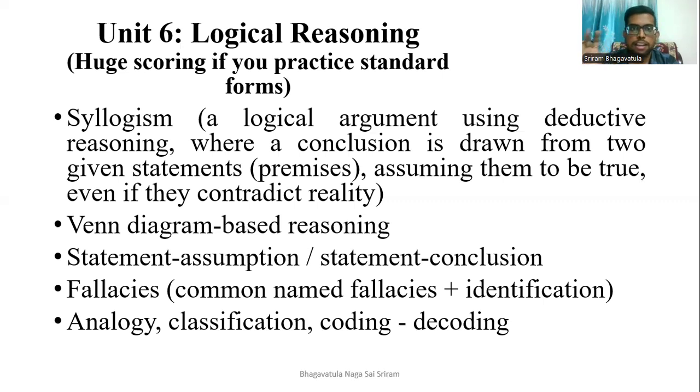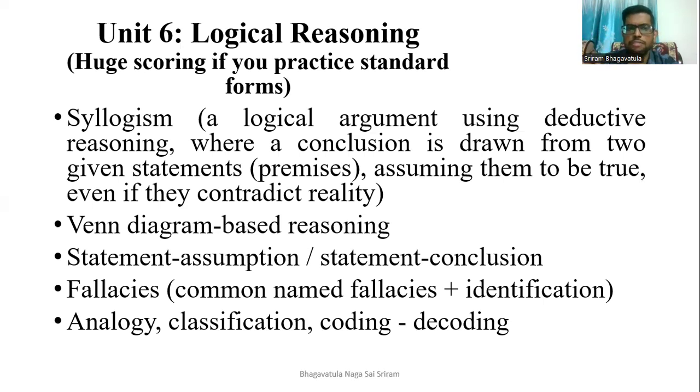The second one: statement 1 reads all men are mortal. That means every man has an end to his life. Statement 2 reads Adam is a man. So the first statement reads all men are mortal, the second statement reads Adam is a man, and the third statement, the conclusion, can be Adam is mortal. Something like that. You have to refer to that.